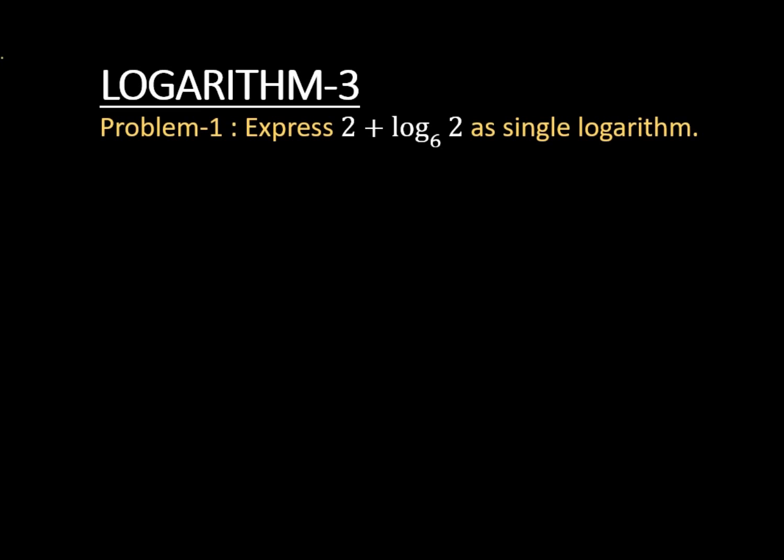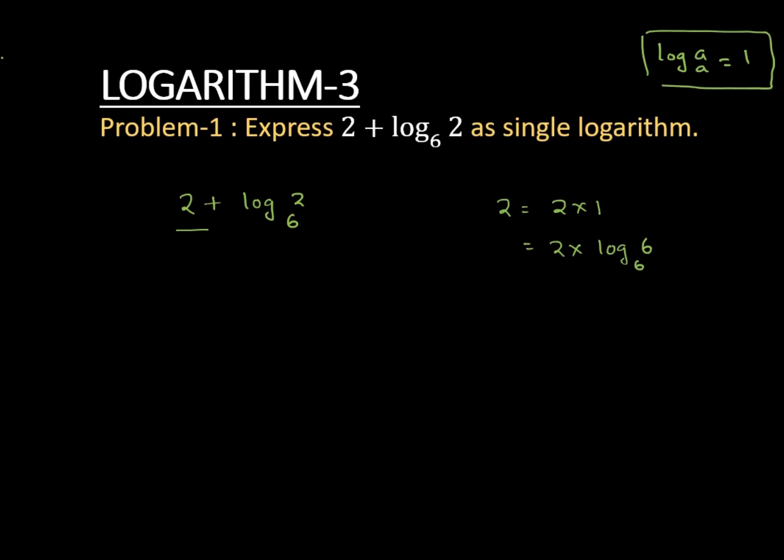So we have 2 plus log 2 base 6. Now you don't have a log over here. So what we can do, I can write 2 as 2 times 1 and 1 can be replaced by log of 6 base 6. We know that log of a base a is equal to 1, with the condition that a should be greater than 0 and a should not be equal to 1. So why did we take log 6 base 6? As we have the second term containing the base 6.